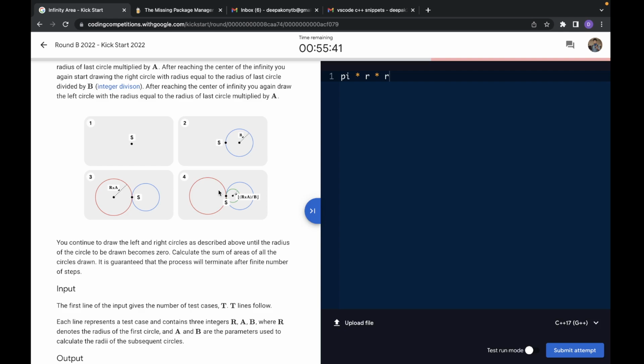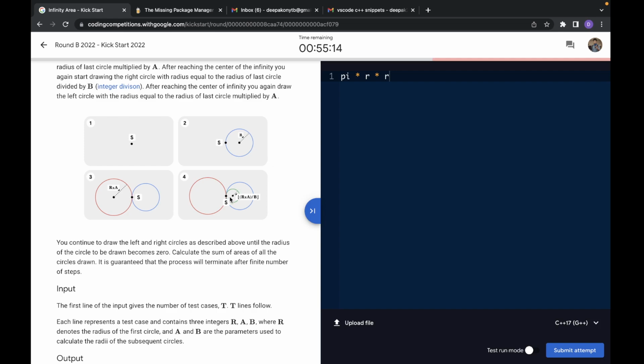And when we say division, that division is an integer division. You can see we're taking a floor here. So you won't have any decimal points in your radius. And you have to do this process as long as your radius is non-zero. As soon as it's zero, you anyway cannot make any circles. So yeah, you stop there.